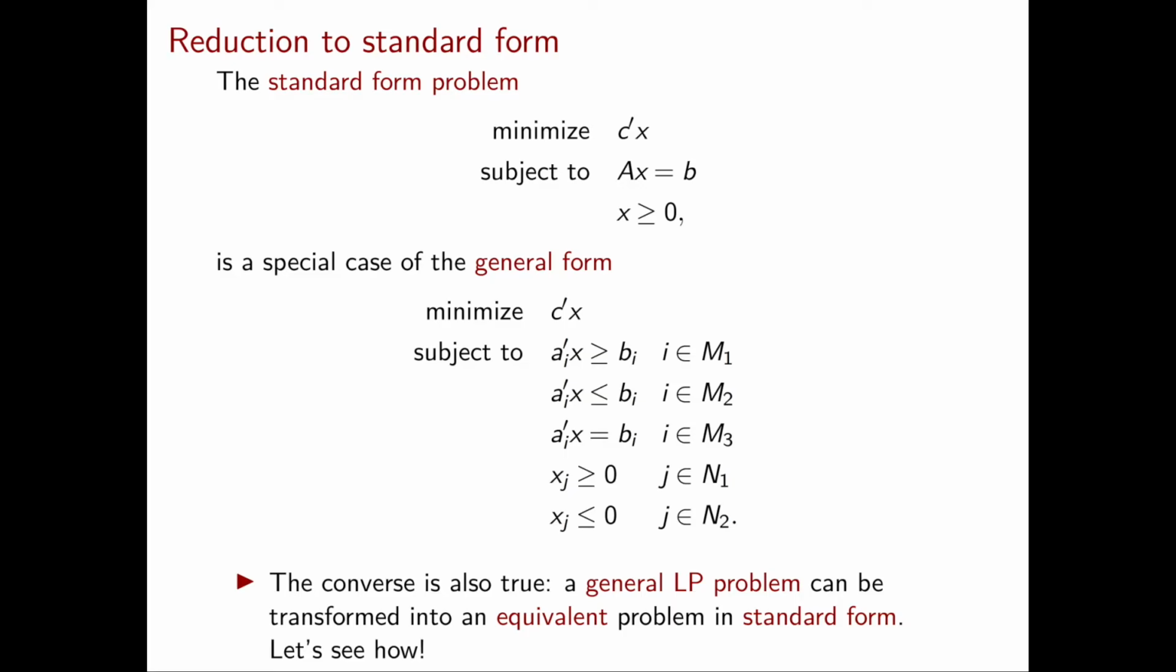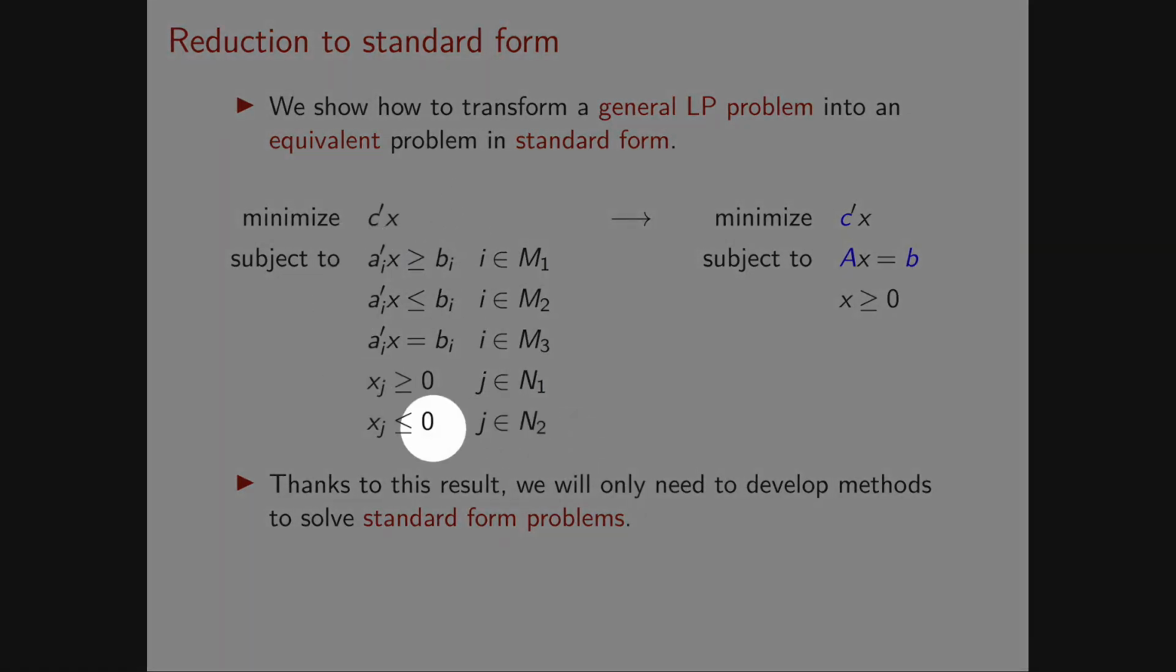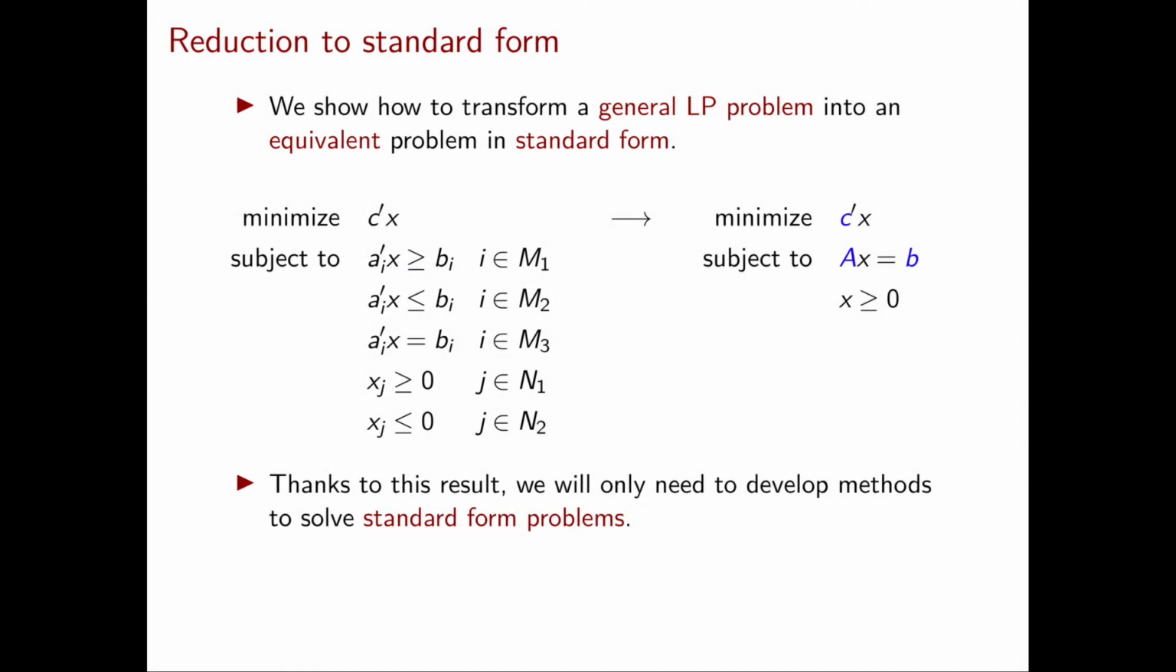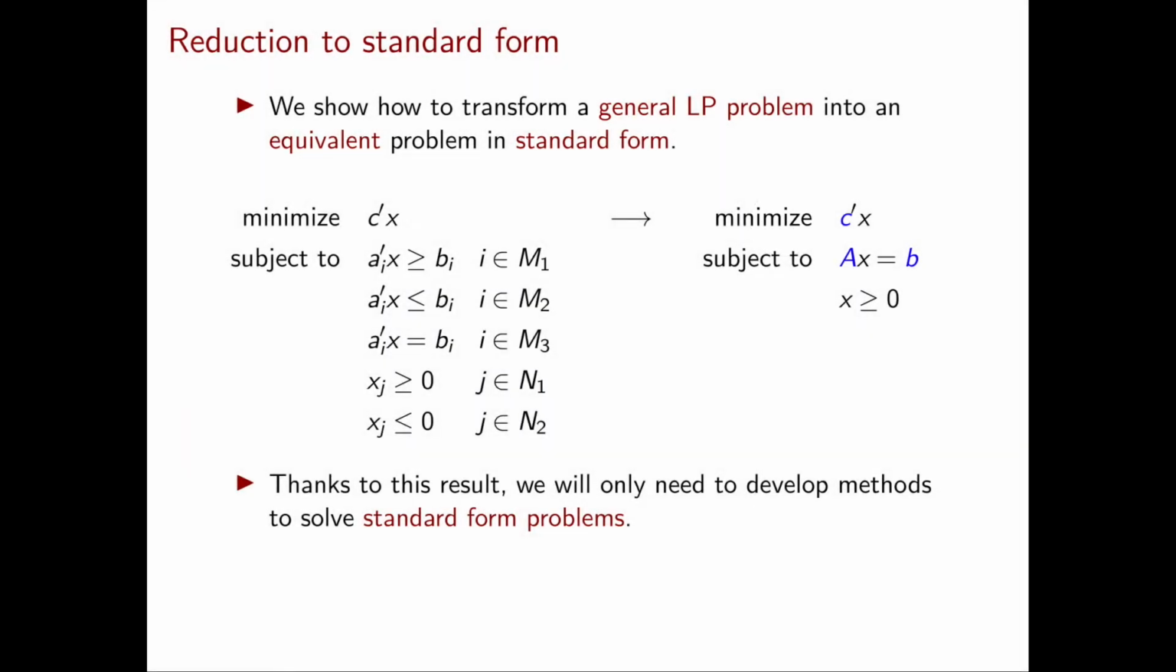Next, we will see that actually also the converse is true. Every general form linear programming problem can be written in standard form. So what do we have to do? We have to take our general form linear programming problem and obtain an equivalent linear programming problem in standard form. This will be very important for us because thanks to this result, we will only need to develop algorithms that solve linear programming problems in standard form.